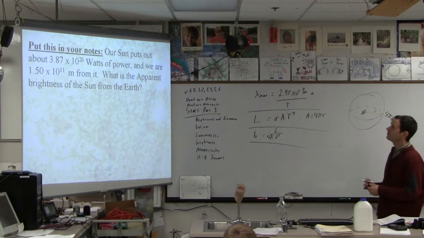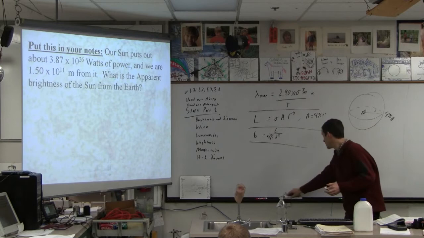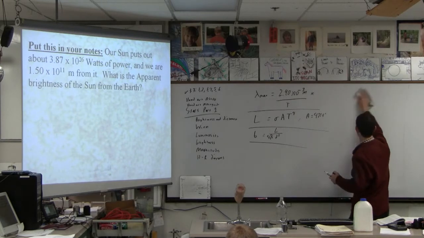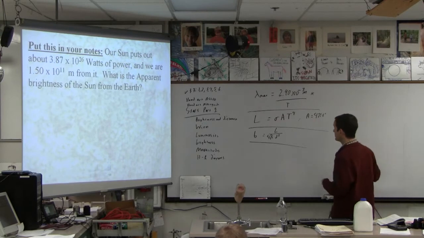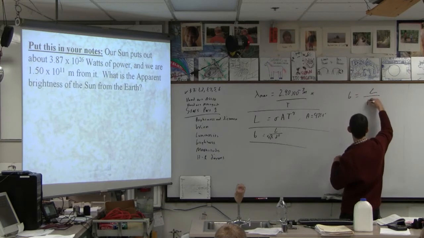Put this in your notes. Our sun puts out about 3.87 times 10 to the 26 watts of power. We're about 1.50 times 10 to the 11th meters from it. What is the apparent brightness? So this is the watts per square meter of the sun at the Earth's distance. This isn't too hard. B is just L divided by 4 pi d squared, right?